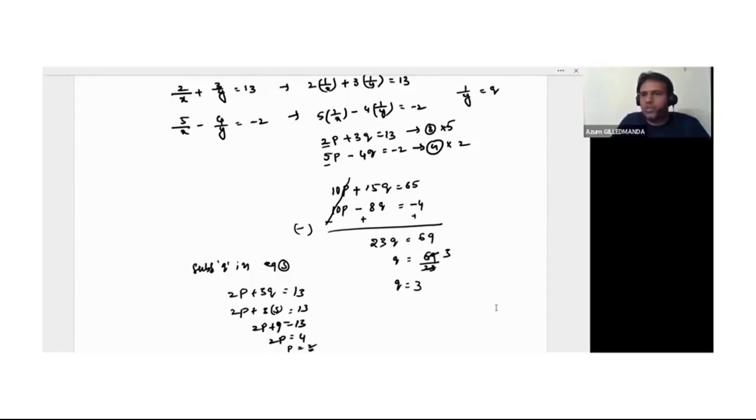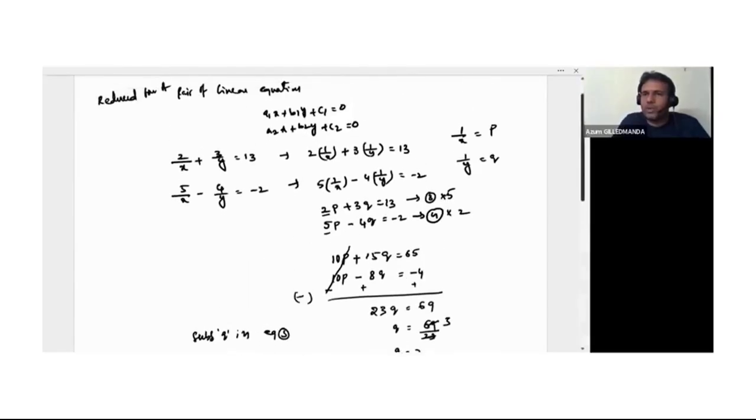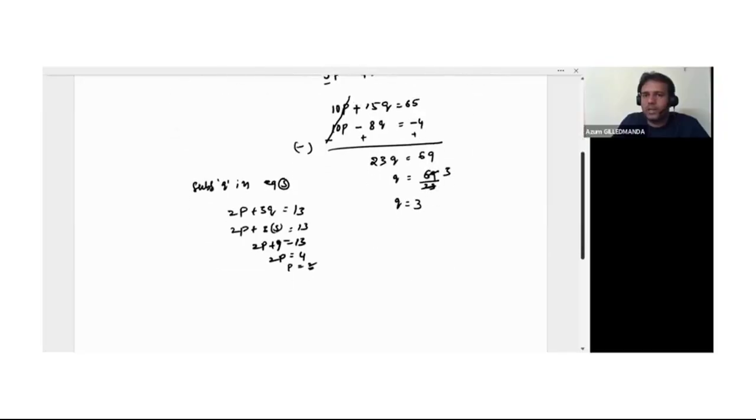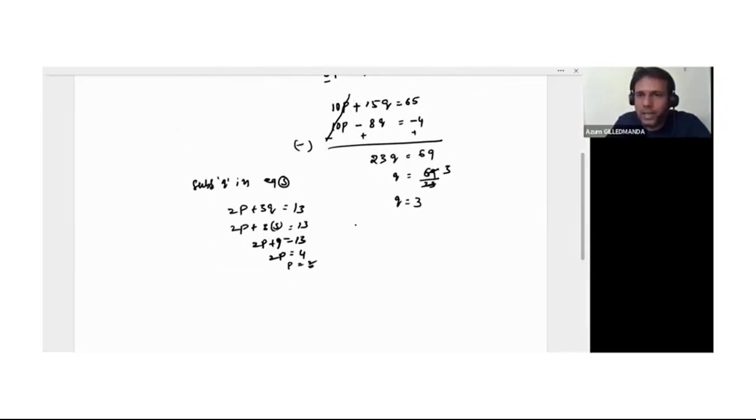So I got P and Q values now. But what I assumed P and Q, 1 by X and 1 by Y. So can I say Q is 3? That means 1 by Y is 3. If 1 by Y is 3, Y is 1 by 3, right? Reciprocal. And P is 1 by X. So 1 by X is 2. Then X is 1 by 2. So this is the X and Y value.